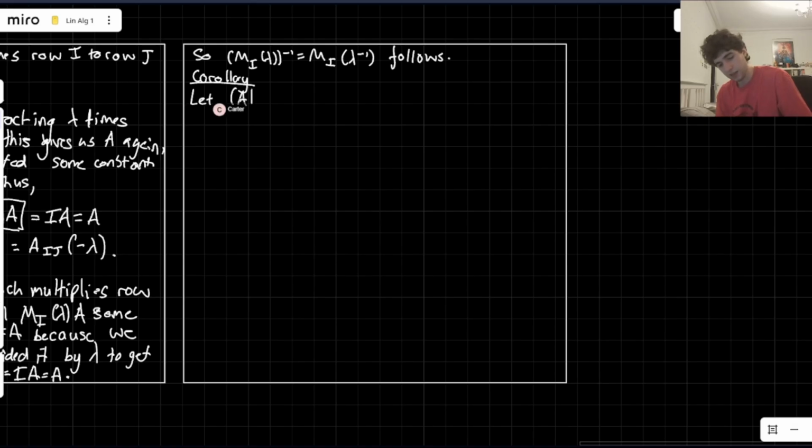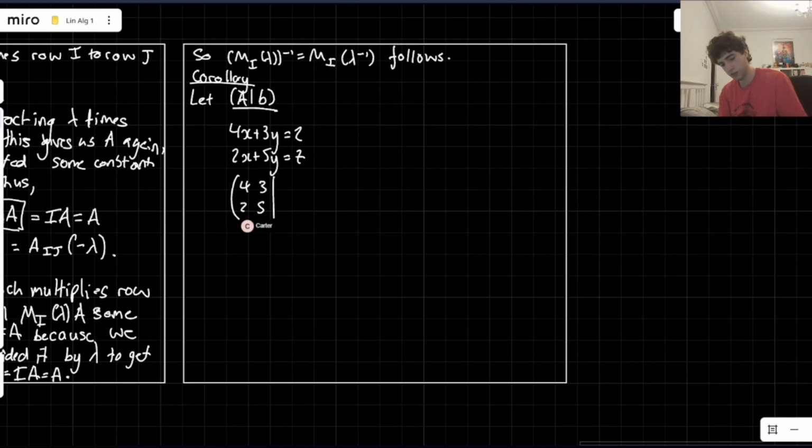Let A effectively be an augmented matrix. A is just a matrix of coefficients with a vertical line, and B is what you have after the equal sign in your linear system. For example, if I have 4x plus 3y is equal to 2, 2x plus 5y is equal to 7, then in augmented matrix form, our capital A would be 4, 3, 2, 5 with a vertical line and then 2, 7. That's just the notation this is representing up here.